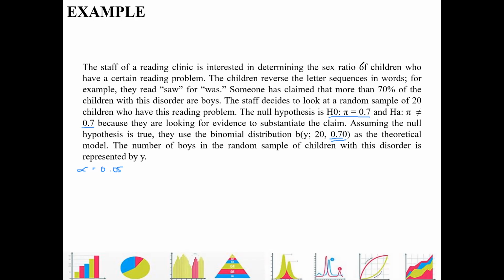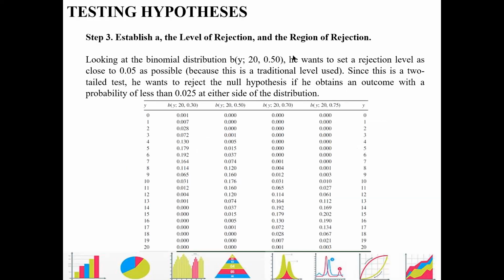Nalaman na natin yung null, nalaman na natin yung alternative hypothesis. Now we look for the region of rejection naman. So, balik tayo sa ating binomial distribution table. Hindi na natin kailangan mag-solve. Ano ang mga included sa region of rejection? So, dito tayo titingin, di ba? Sige nga, sabihin nyo kung hanggang saan yung ating region of rejection.